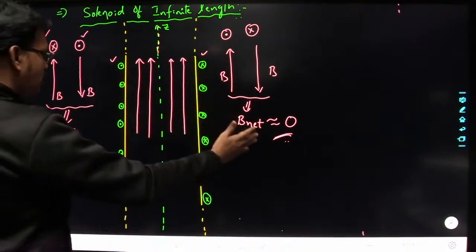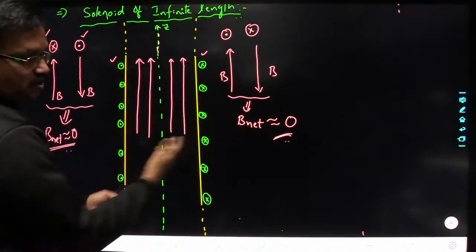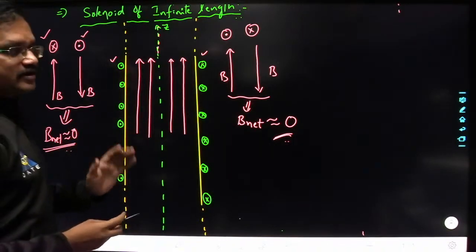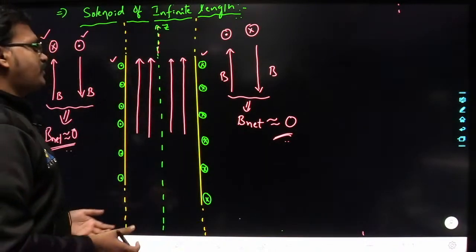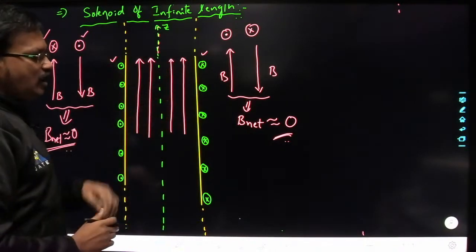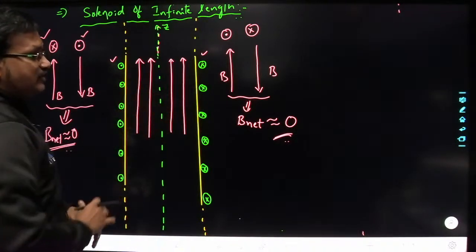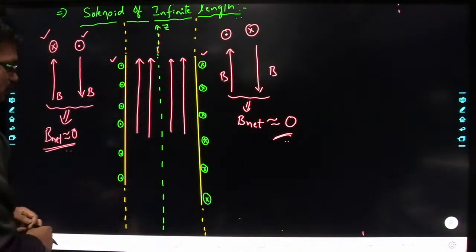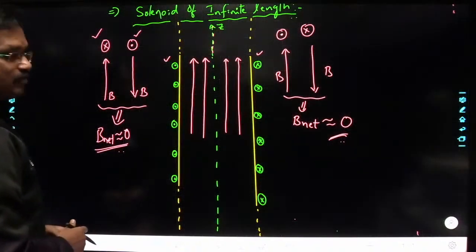So outside the solenoid, we can say the net magnetic field is approximately equal to 0. Understood? Whereas inside the solenoid, the net magnetic field is not equal to 0. We are going to have some magnetic field inside the solenoid. Now we try to determine what the magnetic field inside the solenoid is. How can we do that here? We can do this with the help of Ampere's law.